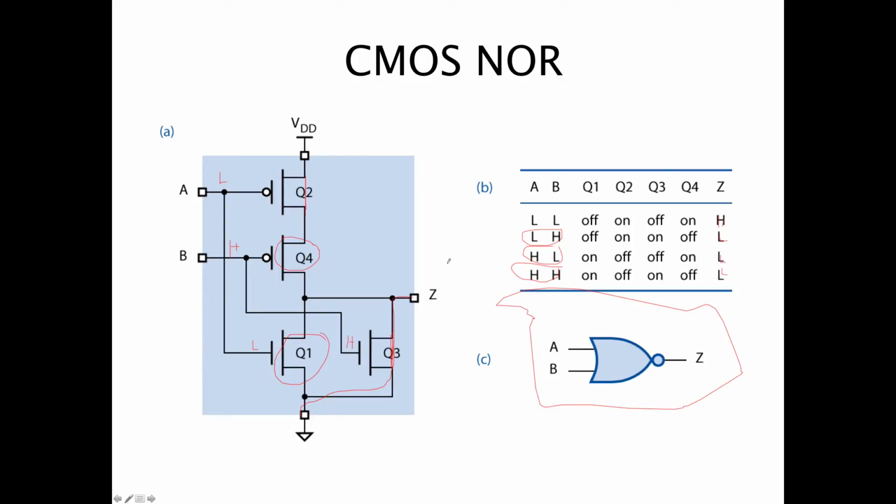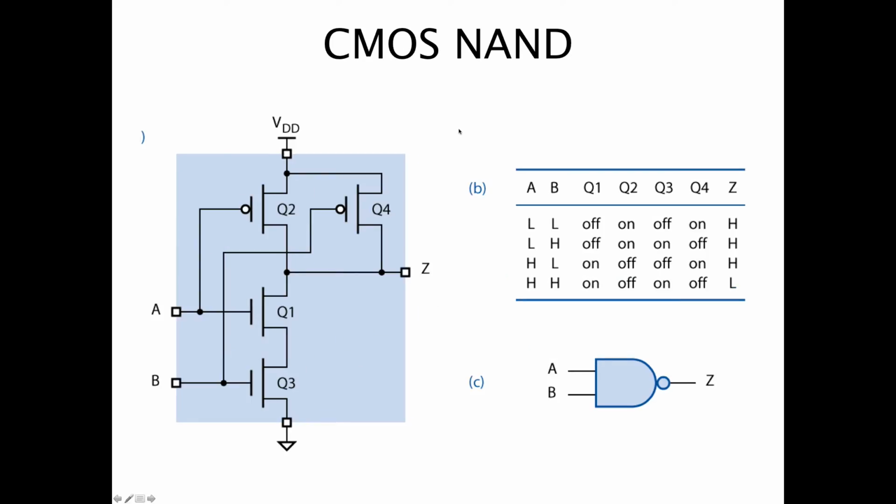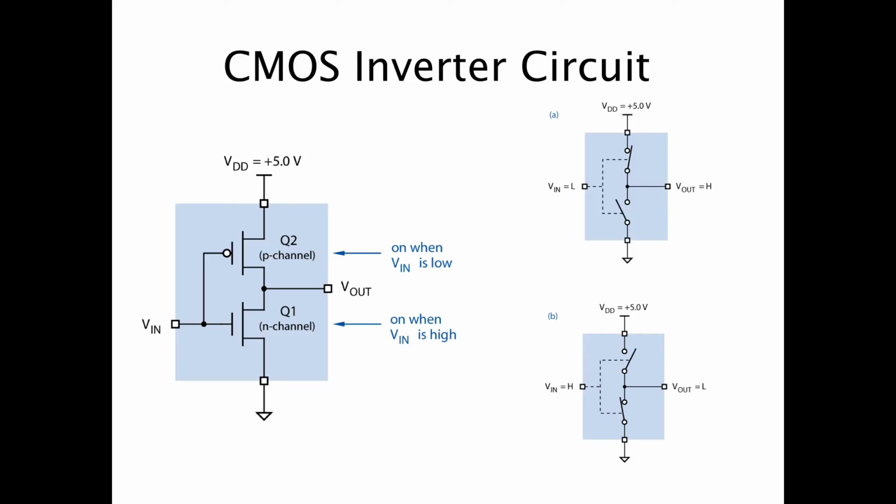Okay, let's do another gate. This one's a little bit harder because you have to break it out into two pieces. Let me back up a little bit. You have to recognize a CMOS inverter circuit, so let's talk about that. This is an inverter circuit.